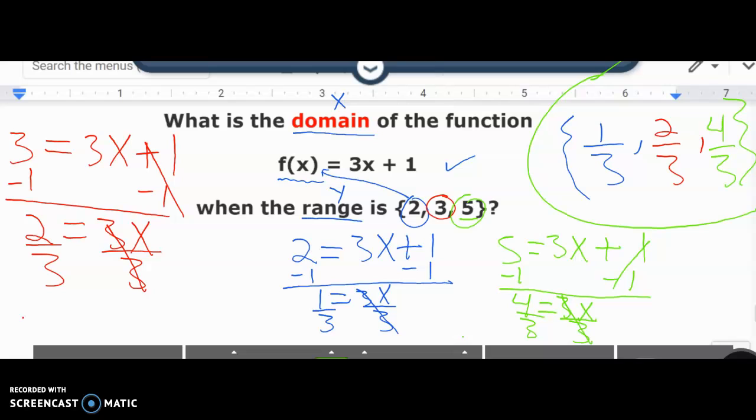Sometimes I just happen to get fractions for every single answer. Sometimes you will get beautiful whole numbers like 2, 3, and 4. So you won't always get fractions, okay?